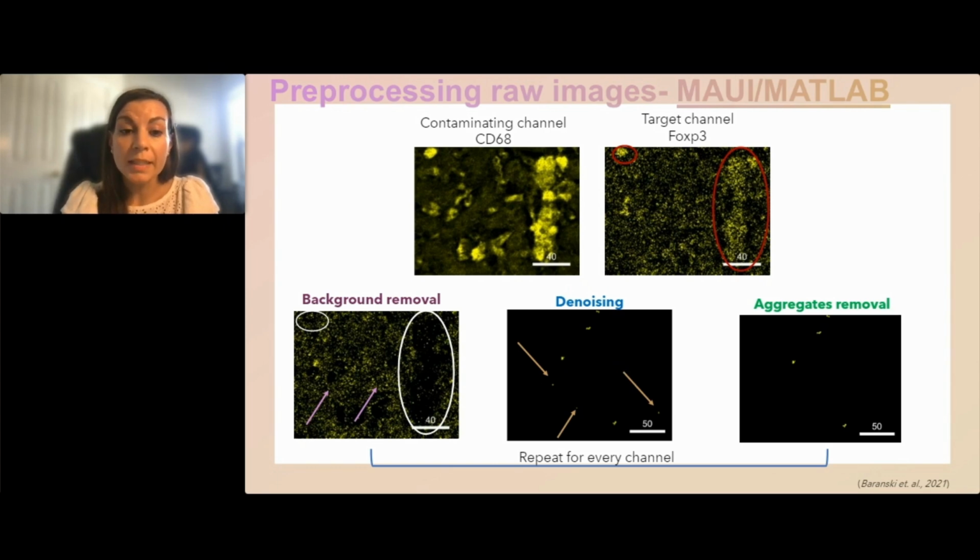Following, there is this denoising step where we are eliminating this unspecific signal. And lastly, there is the aggregates removal, where these small dots that come from aggregates of antibodies are eliminated. And we can actually repeat these 3 steps for all the channels, thus for all the markers that we have in the panel.